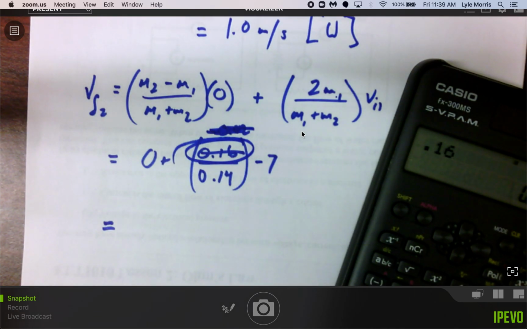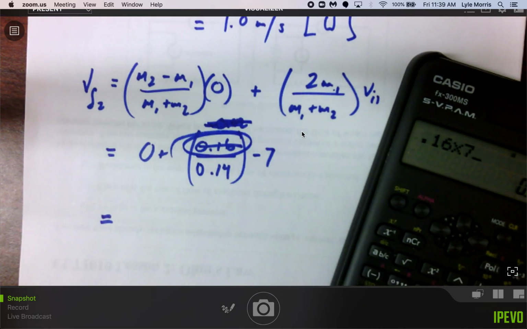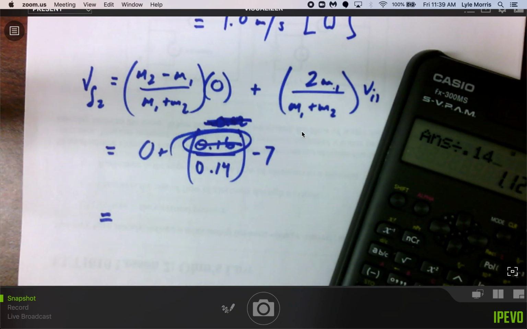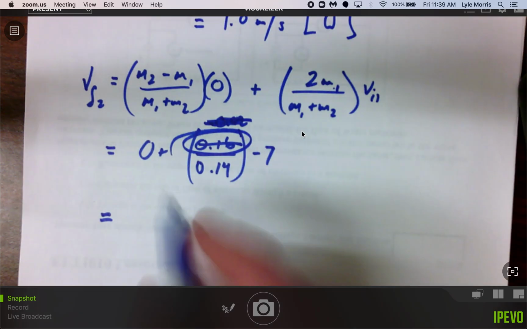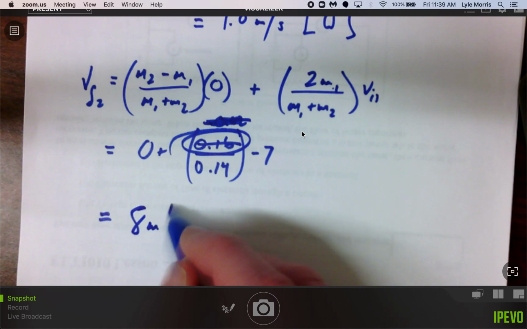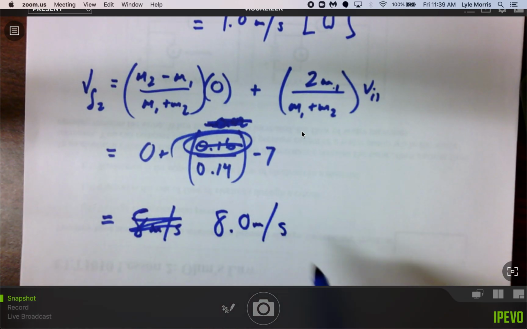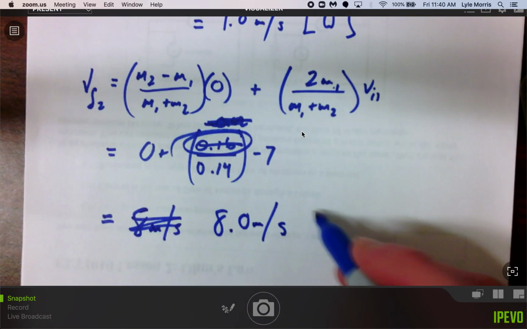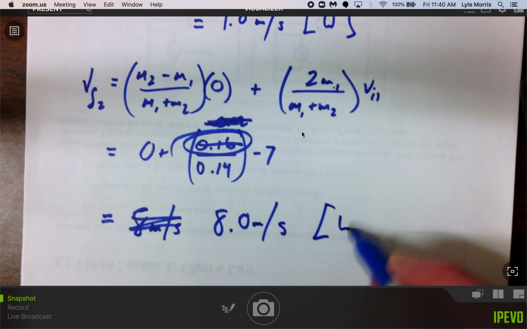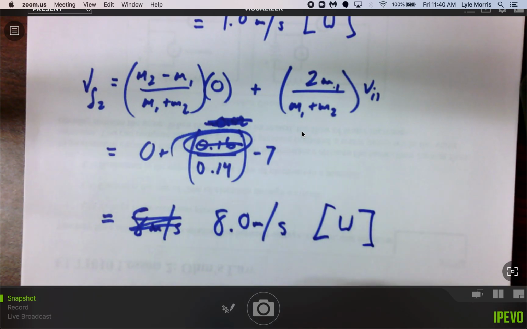0.16 times 7 equals this, divided by 0.14 is 8. 8 meters per second, sorry, 8.0 meters per second. And this one is negative as well, so that is going to the west. Can you dig it? Sorry about that mistake there.